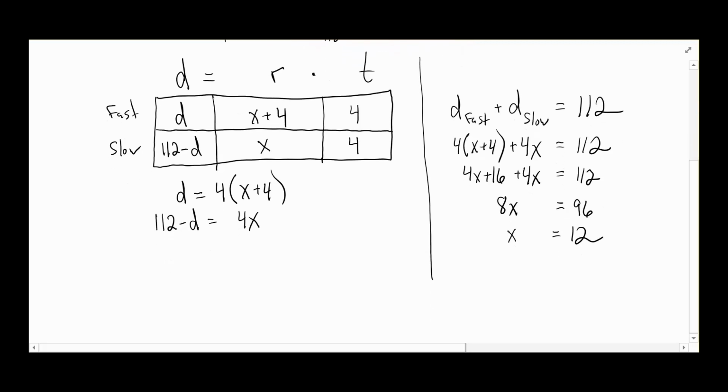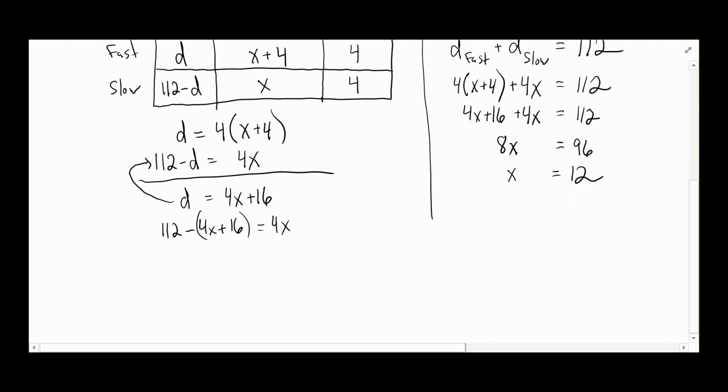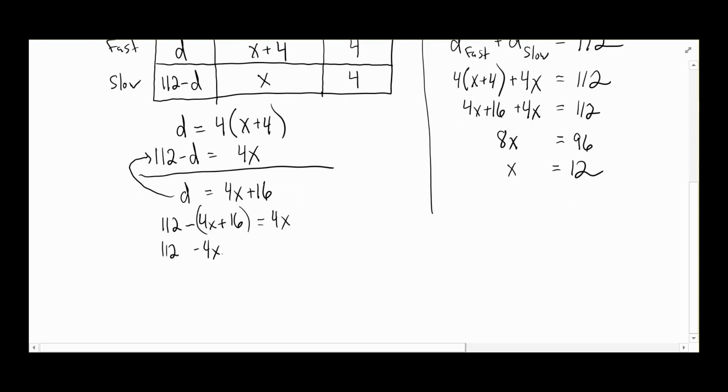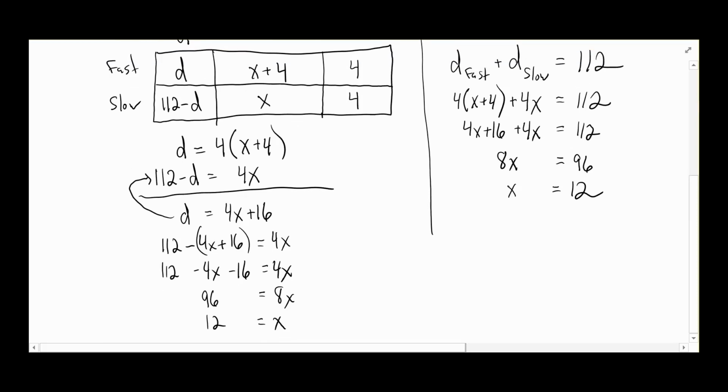Now we could go ahead and do that over here as well, and what we can see is that we're going to end up doing something very similar, which is a little bit more moving around. If I distribute the 4, I could then use substitution to plug it in over here. 112 minus 4x plus 16. Oops, hold on. 4x plus 16 equals 4x. I could distribute the negative. I could combine like terms and add the 4x to the other side. I'm going to end up getting the same answer with a system of equations. I just want to point out that there's 2 different ways you could look at this problem and come up with the same answer.